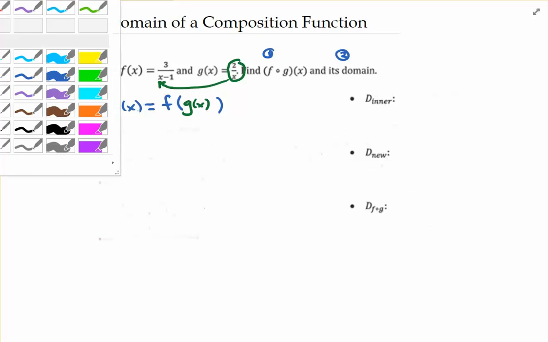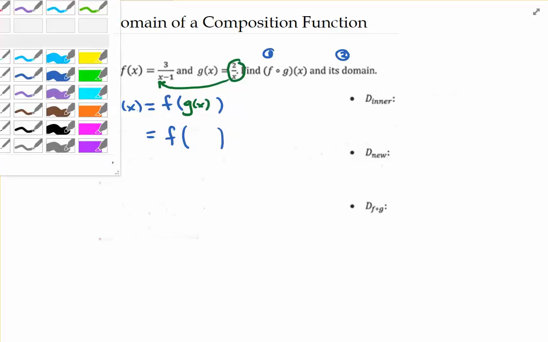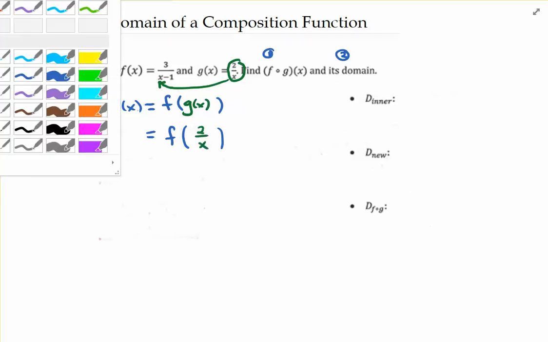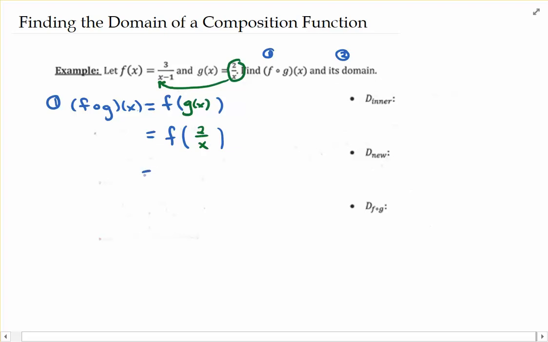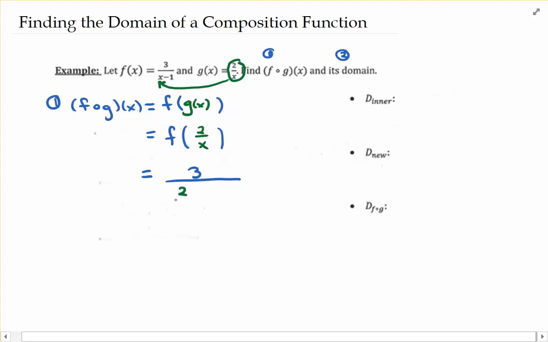Next I'm going to tweak this composition notation to show you what we're really plugging into the function f. So let's write f, and instead of using the notation g of x, let's be more explicit and put 2 over x. Next we'll write out what f of 2 over x looks like using the equations. I'm going to start with 3 over, and instead of x minus 1, remember we're replacing it with 2 over x. So 2 over x minus 1 is what that's going to turn out to be.